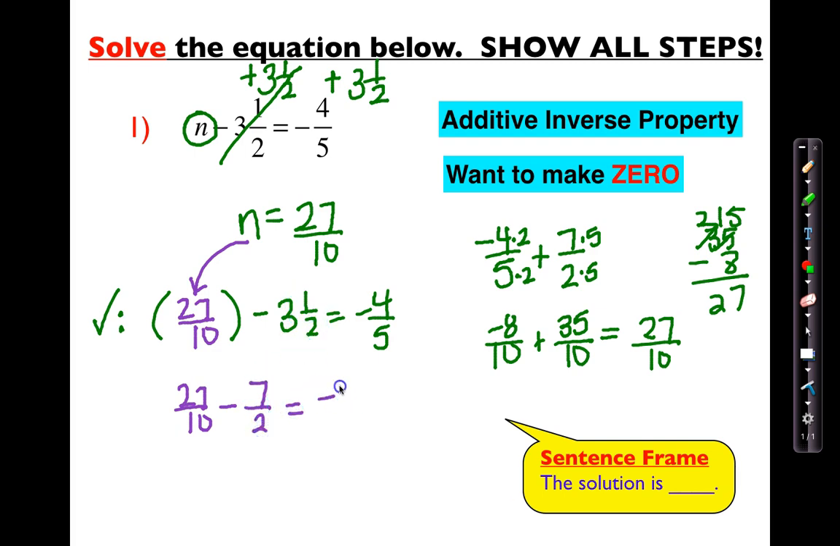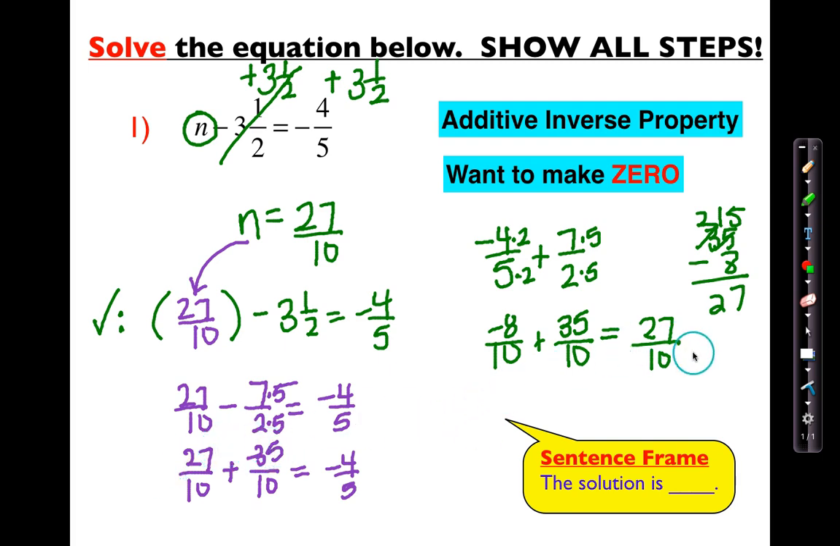Let's check to see if it equals negative 4/5. Here we want 10 to be our lowest common denominator, so this 27 is not going to have to change. Bring down that minus. We're going to change a 2 to a 10 by multiplying it by 5, so we're going to minus a 35. Let's check to see if that equals negative 4/5. Well, let's see. If we add the opposite, we can see there's more negatives. How many more negatives are there than positives?